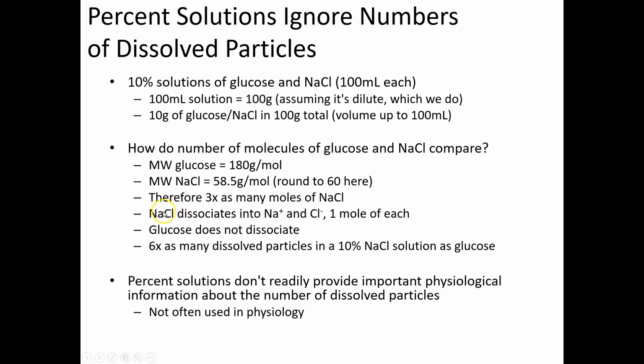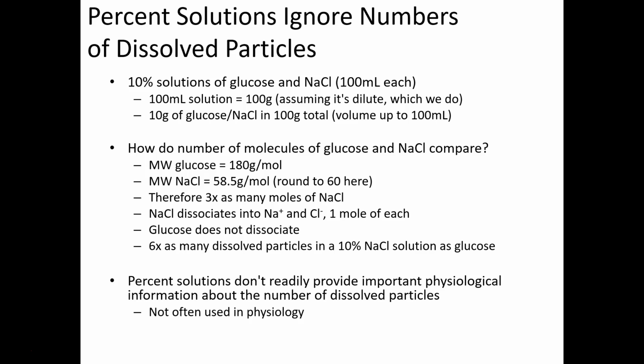In addition, the NaCl dissociates. It breaks up. So even though I put 1 particle of sodium chloride into a solution, it breaks up into an Na plus and a Cl minus. And in that case I have 2 particles, and when I have 2 particles, that also adds to my osmolarity. So basically, when you look at a 10% solution of glucose and a 10% solution of sodium chloride, the sodium chloride has 6 times more dissolved particles than glucose, which means it's 6 times more osmotically active, which would play a huge difference in terms of how they behave physiologically.